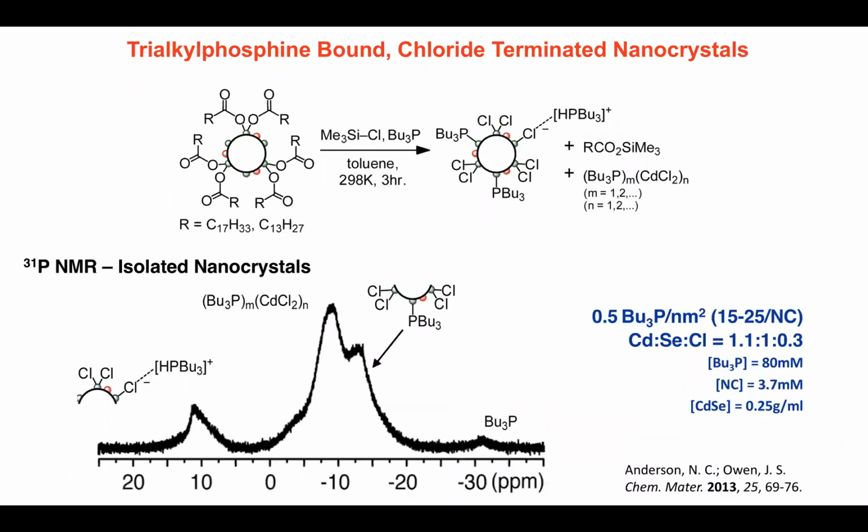So another example of this sort of ion pair formation was observed in this reaction here. We talked about this conversion of carboxylate to chloride using chlorotrimethylsilane.